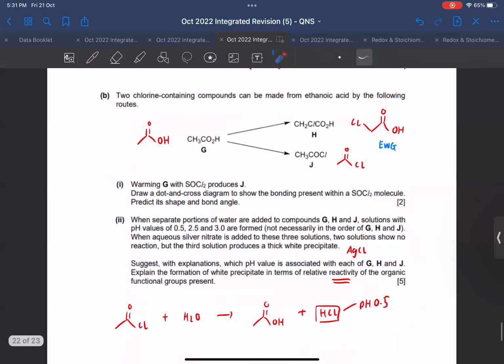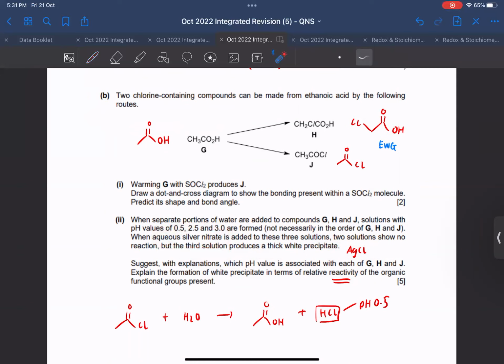So whatever that we have so far is a total of 3 marks to explain the acidity. Okay, so I'll show you guys the answer later. But now the next thing that we also want to explain is this white color precipitate. Why is it that only one solution gives you the white precipitate when you add aqueous silver nitrate?